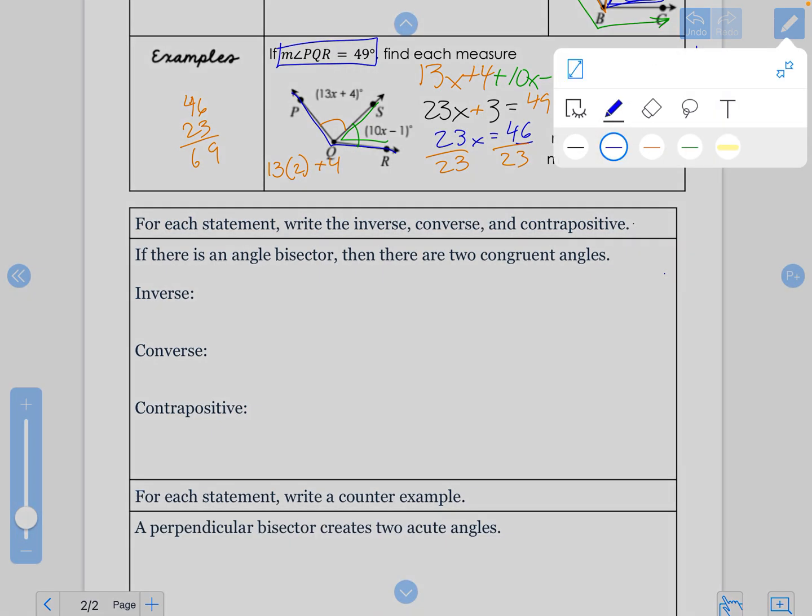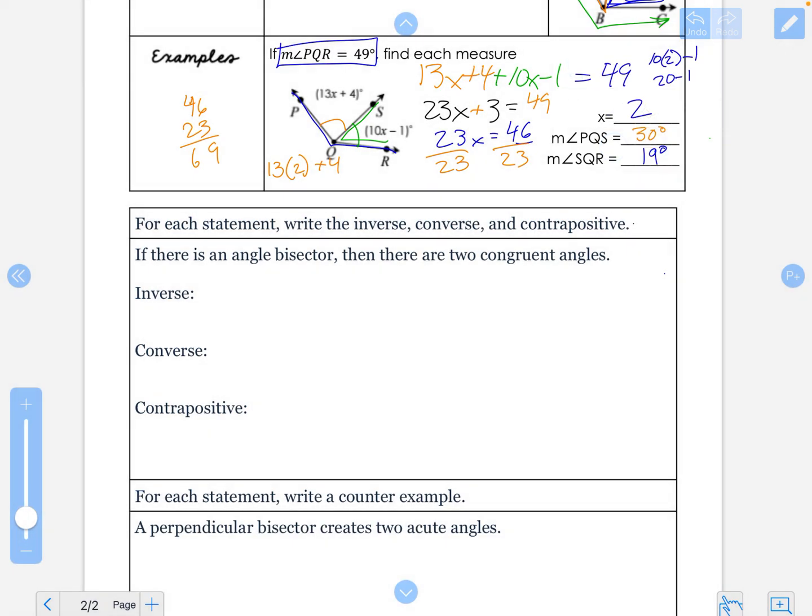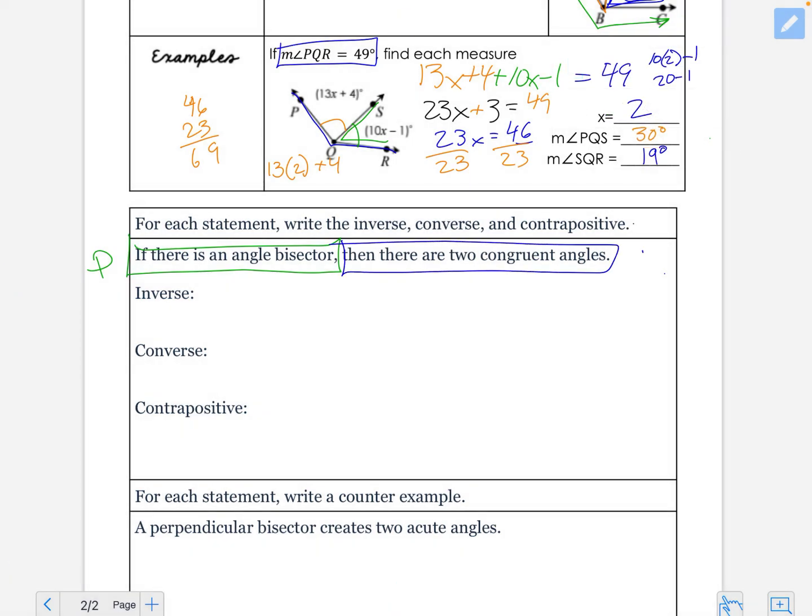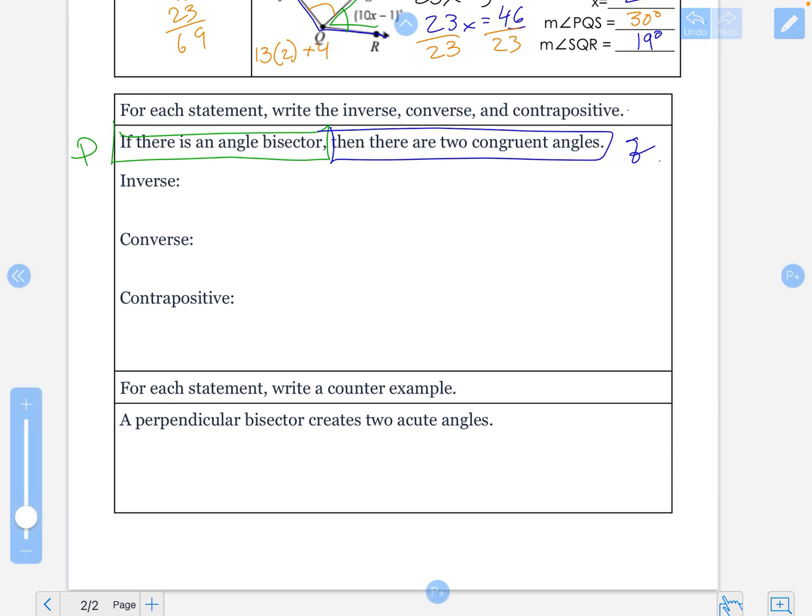All right, let's keep practicing our conditional statements in the different sections. Our P is if there is an angle bisector. Our Q is then there are congruent angles. Go ahead and write the inverse, the converse, and the contrapositive. Then I want you to create a counterexample for a perpendicular bisector creates two acute angles. If you want to check these answers, you're more than welcome to look at the completed notes.